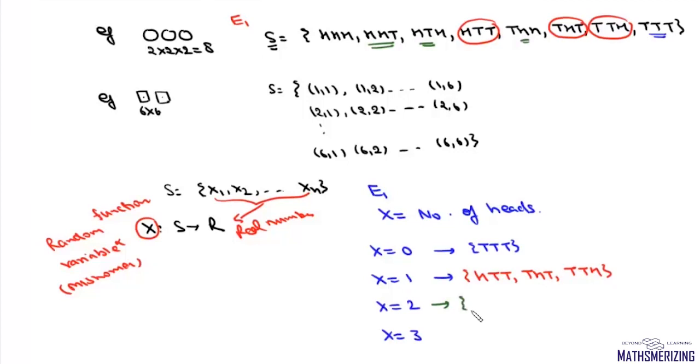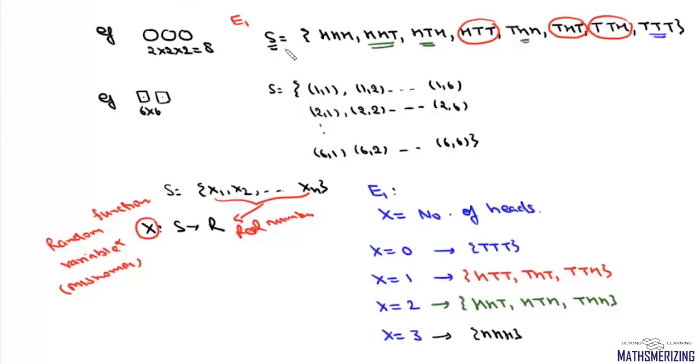So again, it will correspond to 3 sample points. So this is HHT, HTH and THH. And finally we have X equals 3. X equals 3 means 3 heads. So all 3 heads is this case, HHH. So basically this function X has mapped sample points with some real numbers. And this is how we define a random variable.